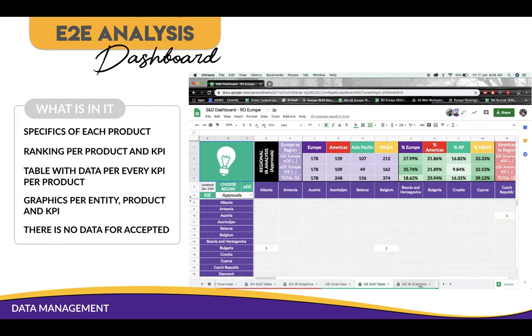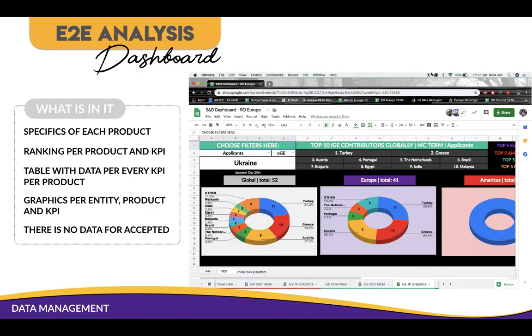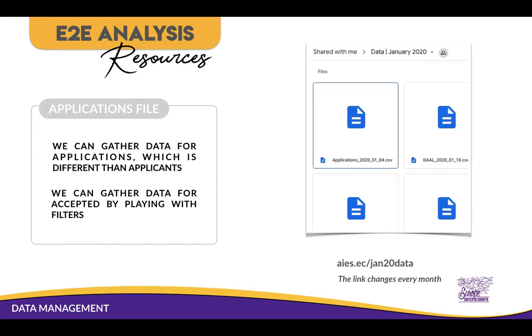The same for GE, graphics also for GE, and the same for GT. Amazing. The only thing that is not here is data for accepted. This is very important, but we have the data files that we can work with to gather this data.